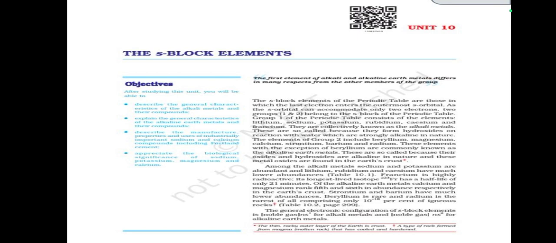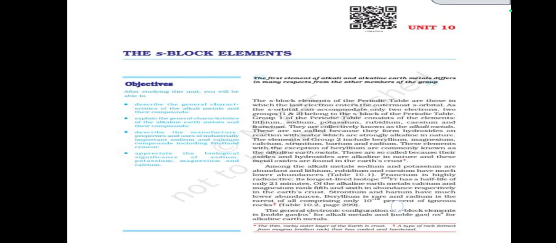Beryllium is rare, and radium is the rarest of all, comprising only 10 to the power minus 19 percent of igneous rocks. Table 10.2. The general electronic configuration of s-block elements is [noble gas] ns1 for alkali metals and [noble gas] ns2 for alkaline earth metals.